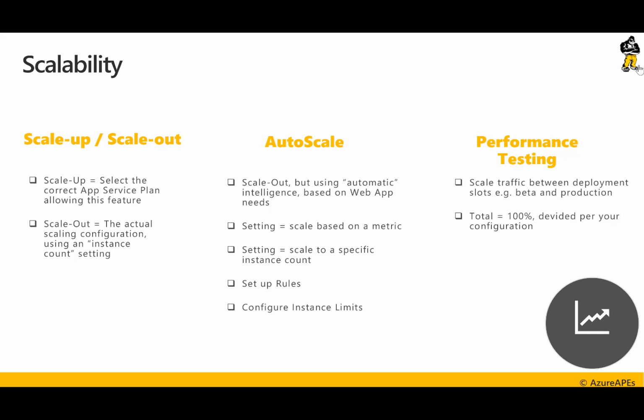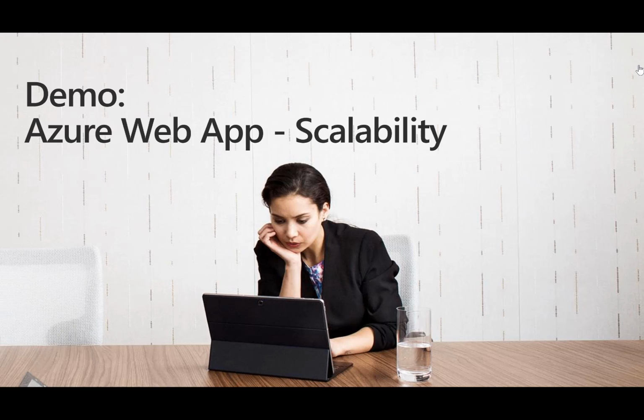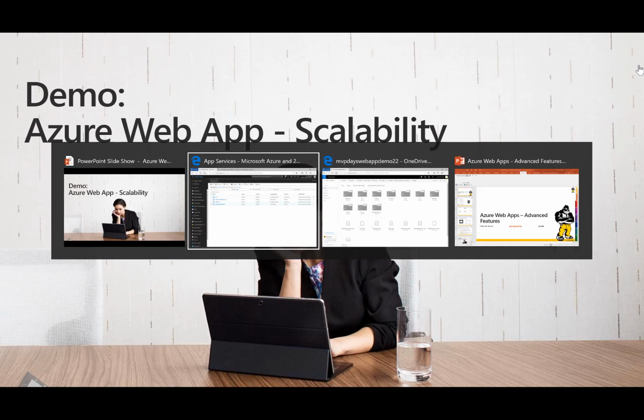And then the last feature I want to highlight here is performance testing. That really allows you to scale traffic between a deployment slot, for example, beta or staging, and a production, where the total always needs to be 100, but it's divided based on a configuration setting that you define. Like, for example, 25% of my users will go to production and 75% will still be redirected to the staging environment. Where again, pretty similar to the previous flow, moving over to some demos again.